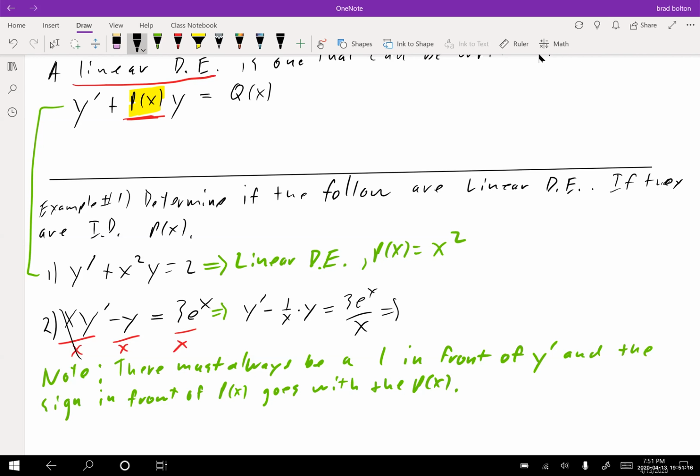So is this in the form? Do we have y prime plus or minus, or I guess you could say plus some p of x times y is equal to some q of x? Yes, we do. So this is linear. And we know that p of x is equal to negative 1 over x. Make sure that you always bring the sign with the p of x. So if it's a plus, then it's a plus 1 over x, or if it's a negative, then it's a negative 1 over x. Whatever is in front of that y is your p of x, okay? So just make sure you do that.